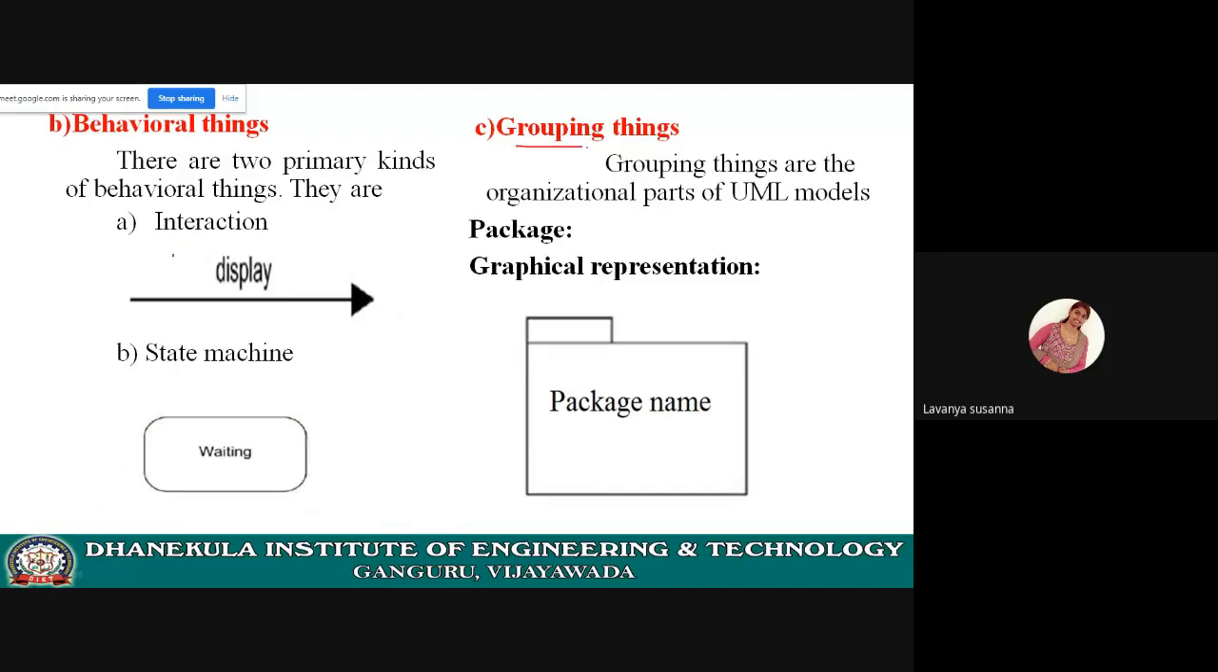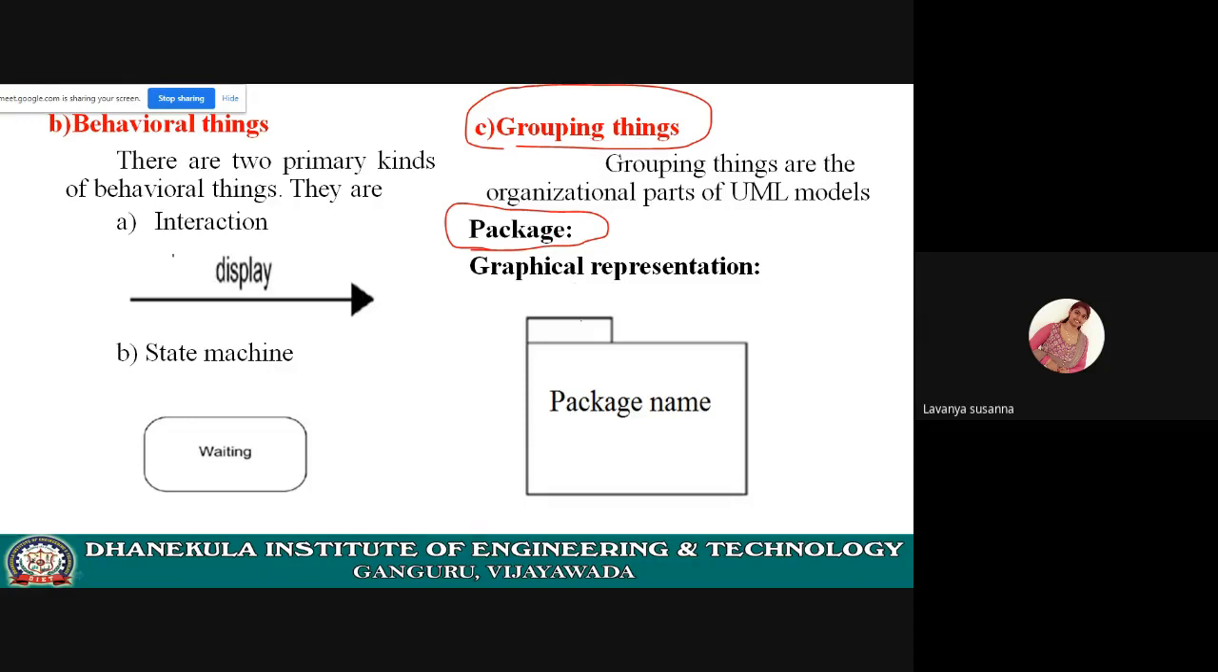Let us see the grouping things. Grouping things are where you will group all the elements. Here you will use a package. Grouping things means package. Here you will group all the UML elements. A package contains some related classes, objects, all the elements you will group here. This is the grouping things.